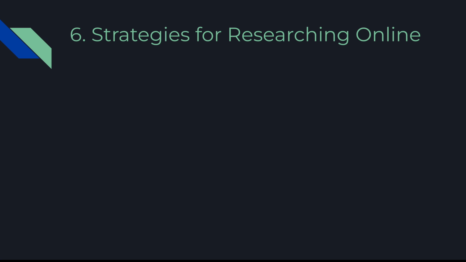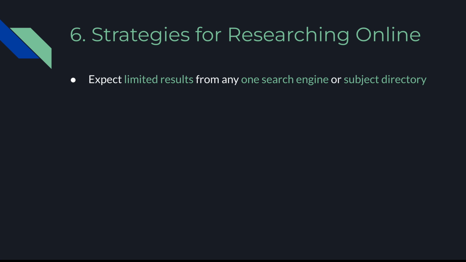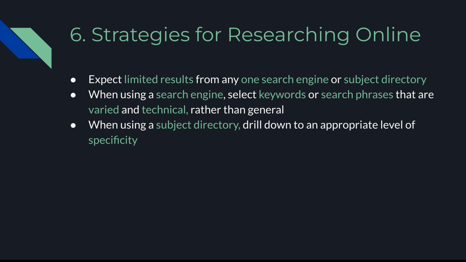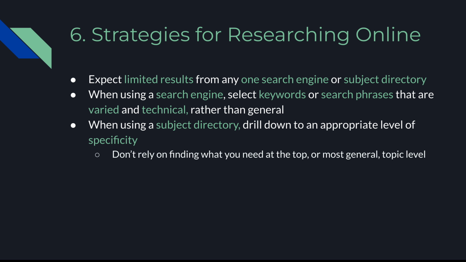When it comes to some useful strategies for researching online, you should expect limited results from any one search engine or subject directory. Therefore, you should aim to use multiple ones and combine that information. When using a search engine, it is important to select keywords or search phrases that are varied, and technical rather than general. If you are using a subject directory, it is important to drill down to an appropriate level of specificity. It is not reasonable to expect to find what you need at the top or the most general topic level.